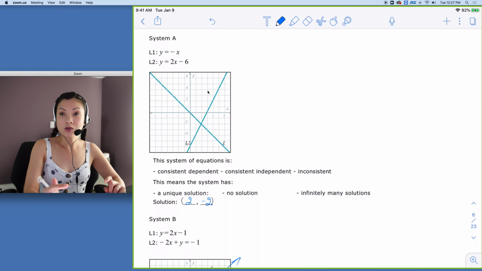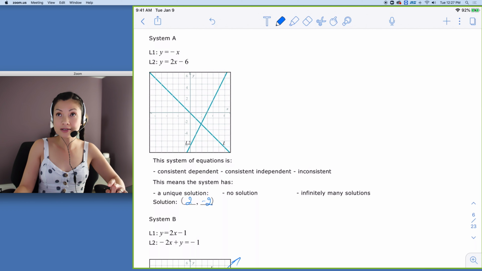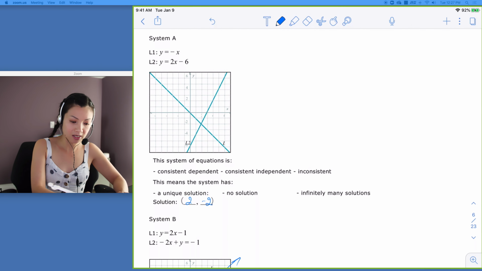Like I said, the system is consistent and is independent. So it's right here.